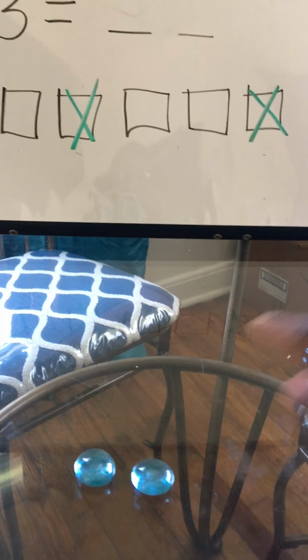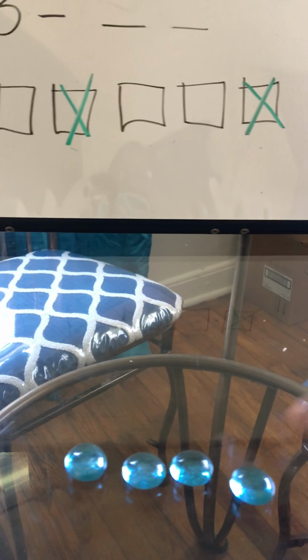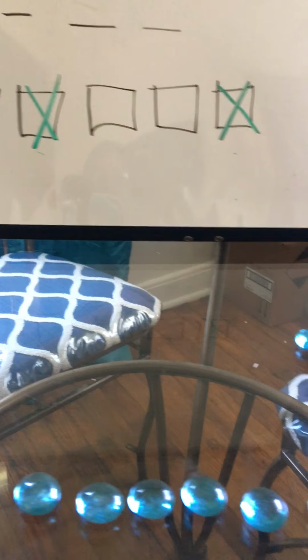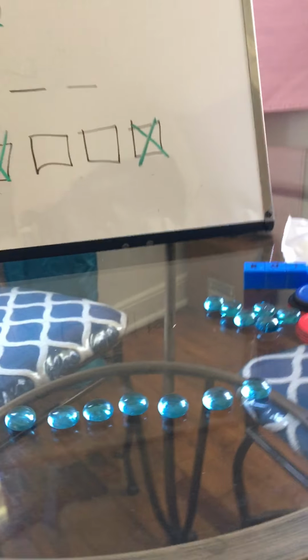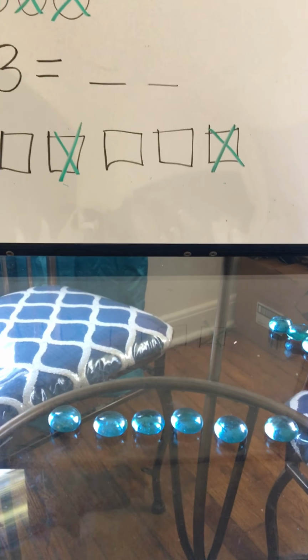1, 2, 3, 4, 5, 6, and 7. So I have 7. Let me pull this back some. How many am I taking away? It says I'm going to take away 3.